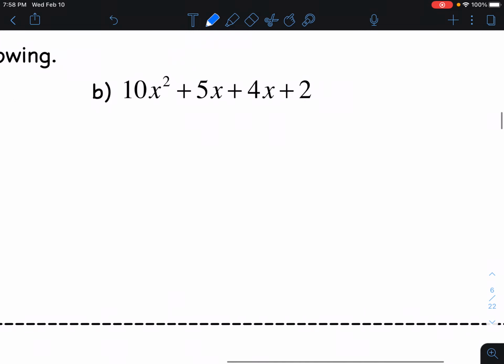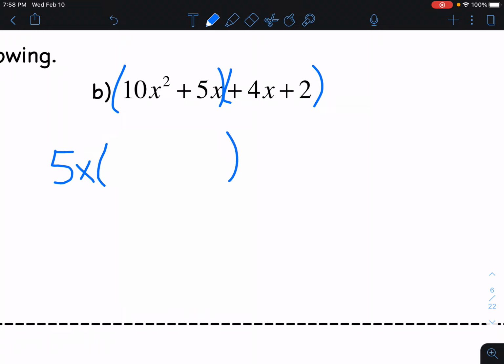Okay, let's try another example. We have 4 terms, so we're going to make our 2 groups. And what is the GCF of the first set of parentheses? It would be, well, 10 and 5 would definitely be 5. And then an x would have to be part of it too. X is with both of those terms, and we choose the smallest, so just an x. And then we need to divide both sides by 5x.